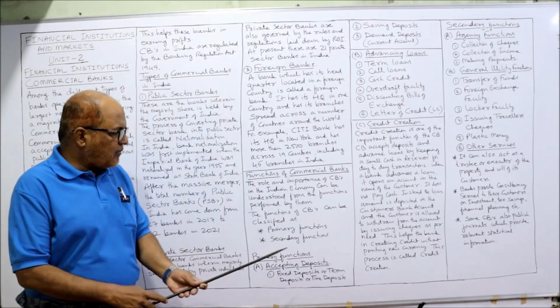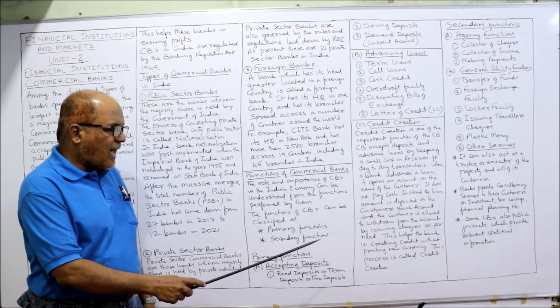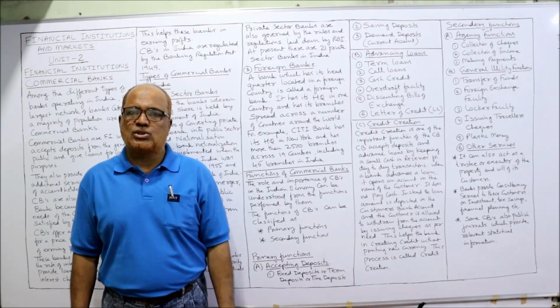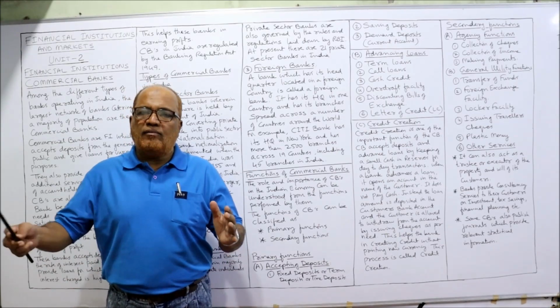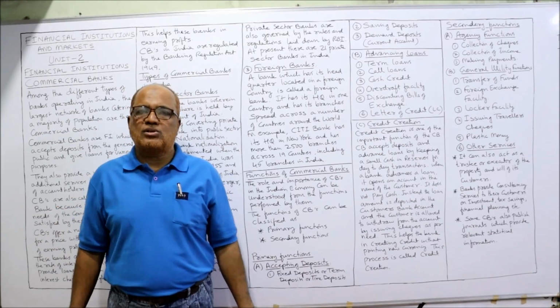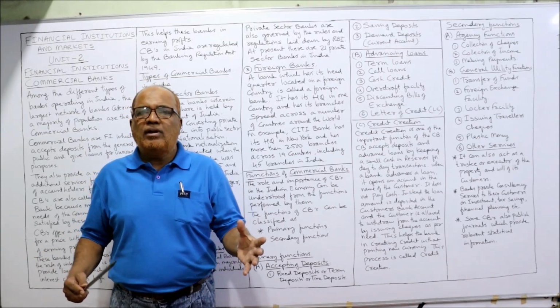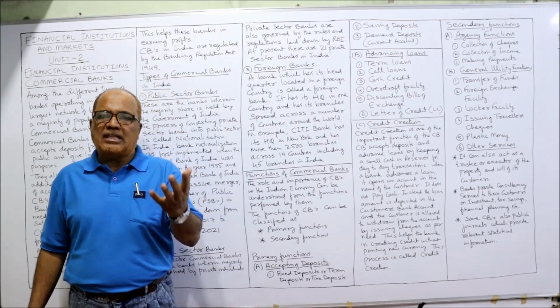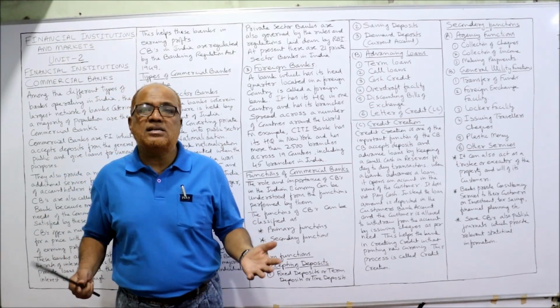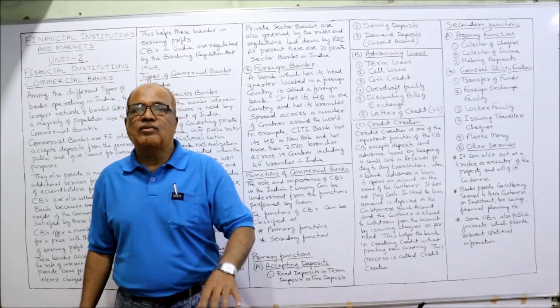So the first primary function is accepting deposits. The commercial bank will accept deposits from the public in different forms. The people will not keep cash with themselves because it is unsafe to keep cash with themselves.